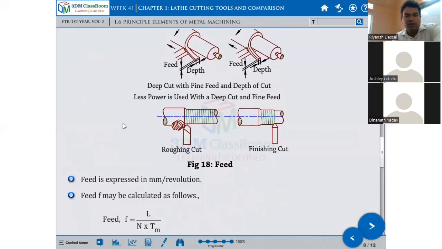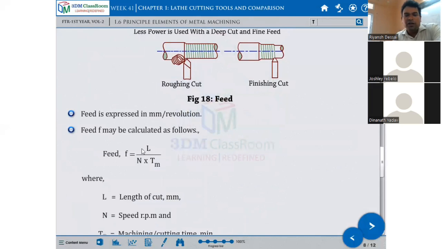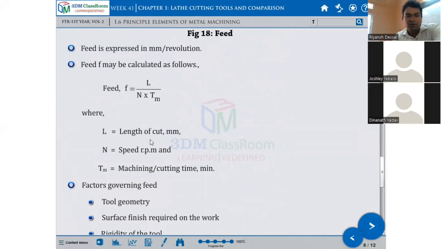Feed F may be calculated as follows. Feed F is equal to L upon N multiplied by Tm, where L is the length of the cut in millimeters, N is the speed in RPM, and Tm is the machining or cutting time in minutes. You can find the feed by using this equation: F is equal to L upon N multiplied by Tm.